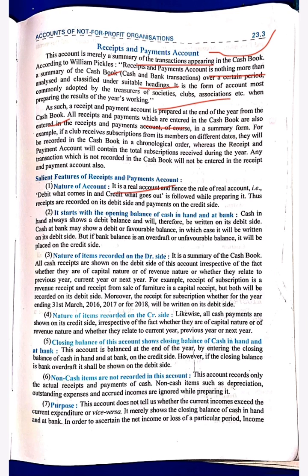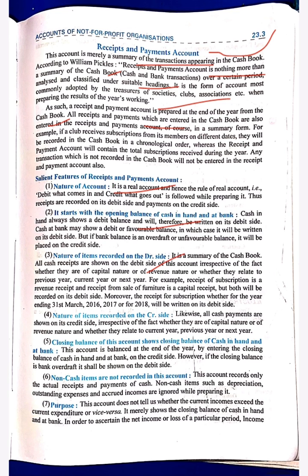Some features, nature of account. It is a real account. Receipt and payment is a summary of the cash account, and the cash account is a real account, so it will also be a real account. It starts from the opening balance of cash and bank, meaning the opening balance of cash and bank will be written on the receipt side as 'To balance b/d'.